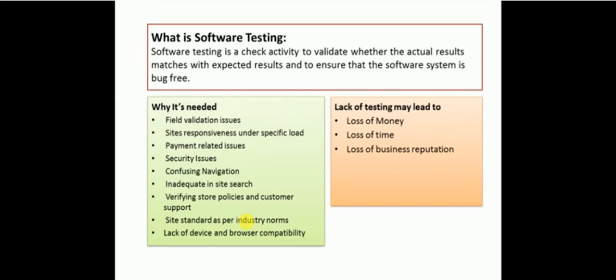Site standards as per industry norms like copyright messages, and there are other things which come under different levels. So maybe your site is supposed to follow a particular standard, but actually it doesn't, the coders haven't implemented that standard. And lack of device and browser compatibility: suppose your website's responsiveness is not good and it doesn't work properly on mobile phone browsers or on a Mac browser, Safari browser. In that case, we can figure it out being a tester.